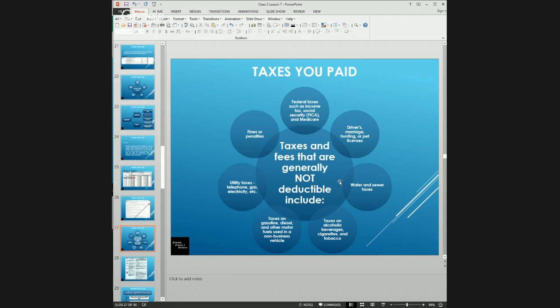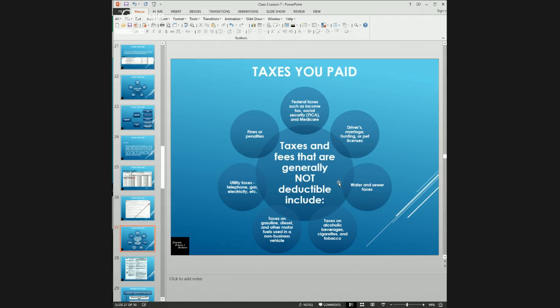Taxes and fees that would not be included are anything that's more of a license. For example, a driver's license, hunting license, pet license, any water, sewer, or utility taxes, any taxes on alcoholic beverages, cigarettes or tobacco, taxes on gasoline, diesel, and other motor fuels, specifically if they are used in a non-business vehicle. Utility taxes such as your telephone, gas, cable, electric, etc.